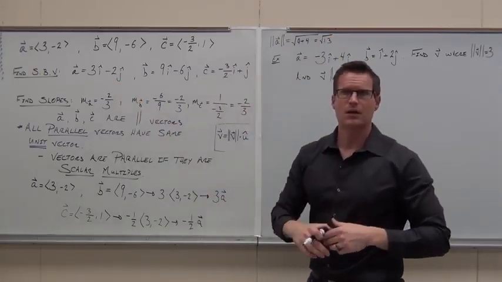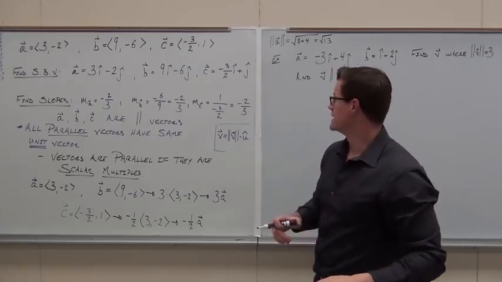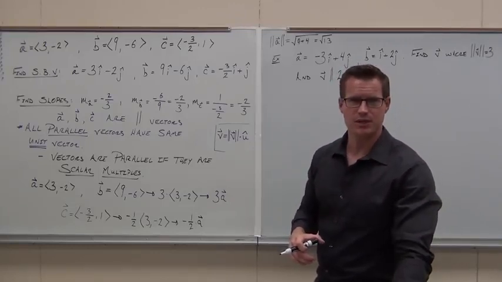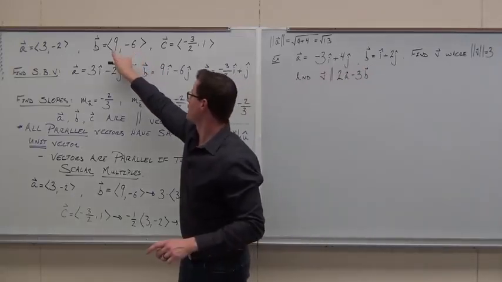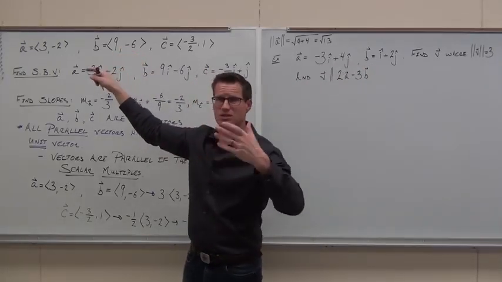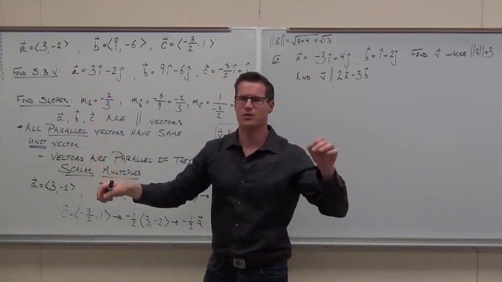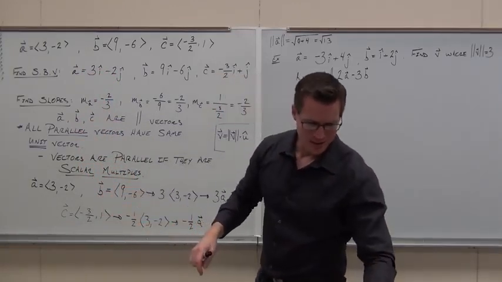Did you get that? For vector B, I got square root of 117. Did you get square root of 117? Yes. So when you square them, 81, 36, add them, 117, square root. Don't forget the square root though. That's the distance formula part of it, okay? Square root 117. The other one is a little bit nasty.